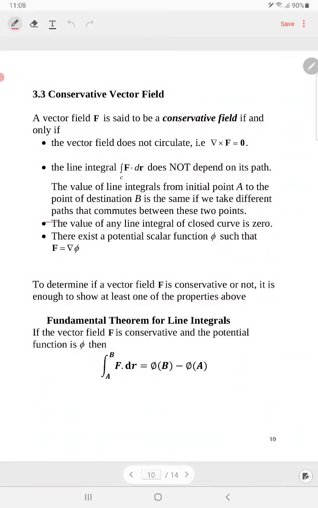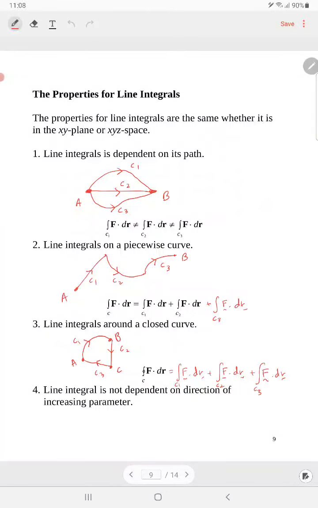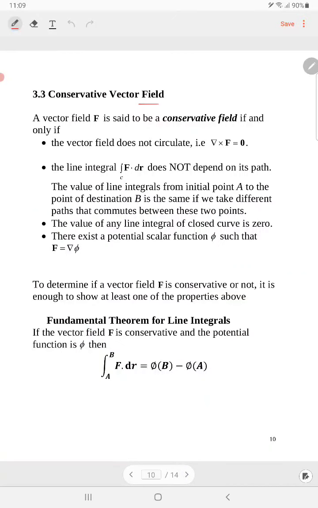Okay, and the third property is the value of any line integral of closed curve is 0. Okay, so this is also different from the regular vector field, because here in the property number 3, line integral around a closed curve, what you need to do is you need to evaluate on each curve and then add them together. But if F is a conservative vector field, straight away you can tell that the value of line integral of a closed curve is 0.